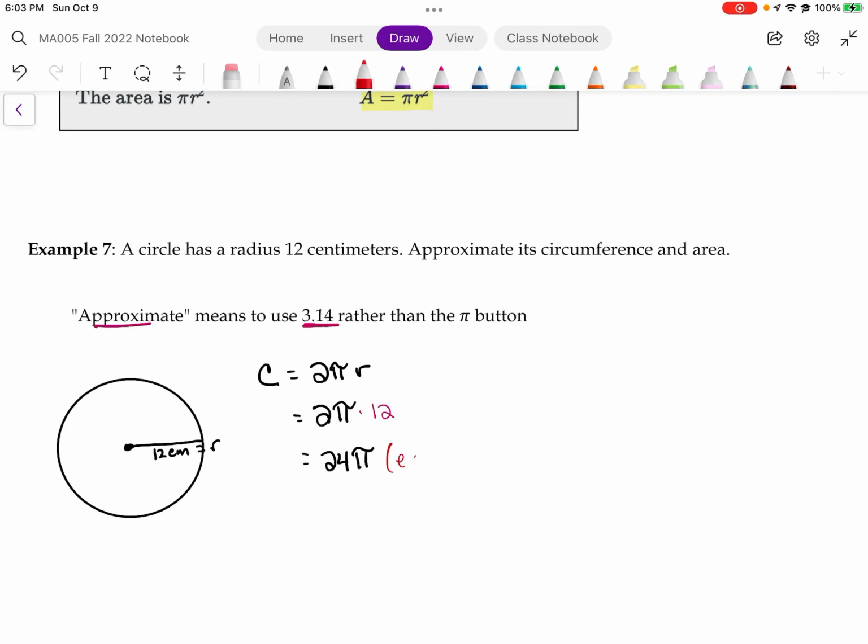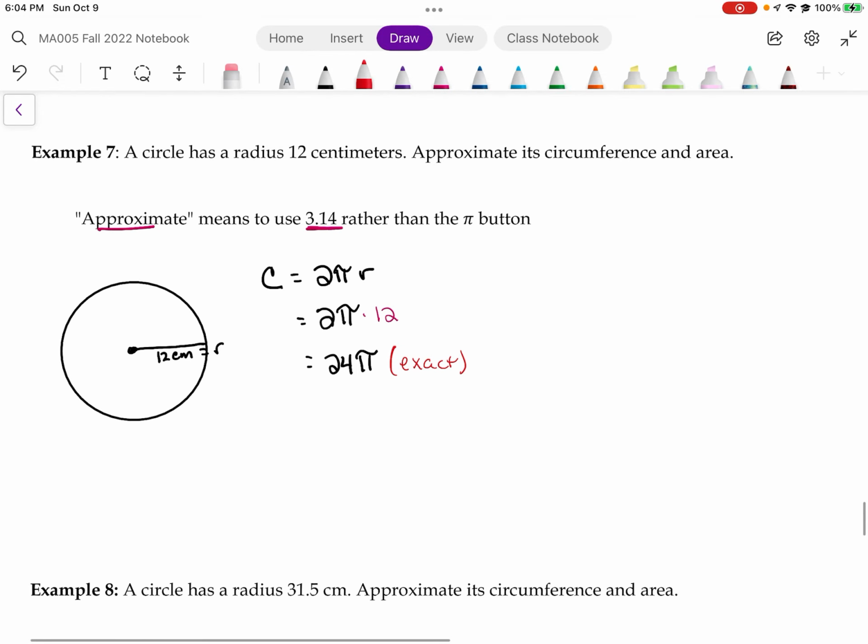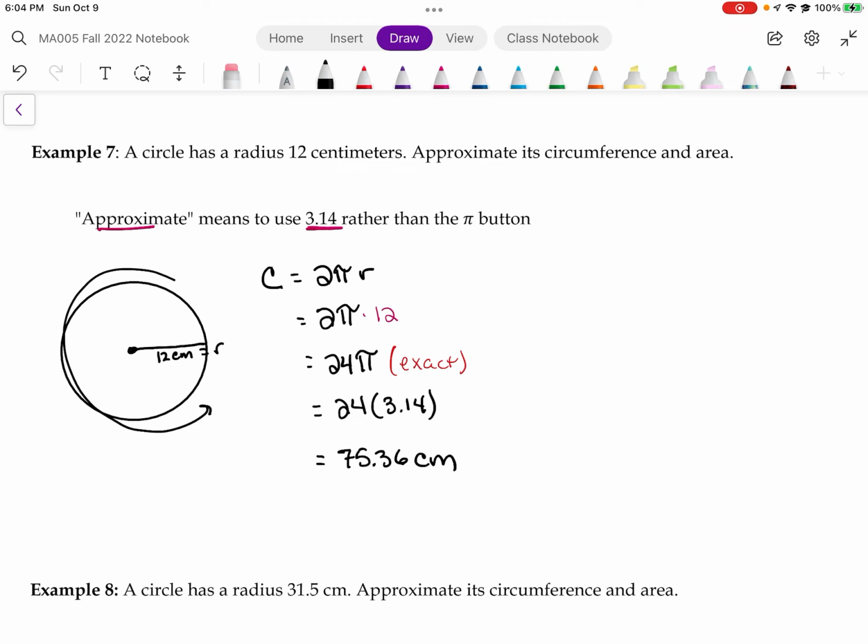This is the exact answer. So if you ever ask for the exact answer, leave it like that. And in science, in calculus, we actually always leave it like this, always. We like the exact answers in math. All right, so then if we want to get the approximate answer, we're going to put 3.14 in. So just put 24 times 3.14, and you're going to get 75.36. Now, what is circumference? It's distance around, right? It's like you're walking, and that's measured in just centimeters.